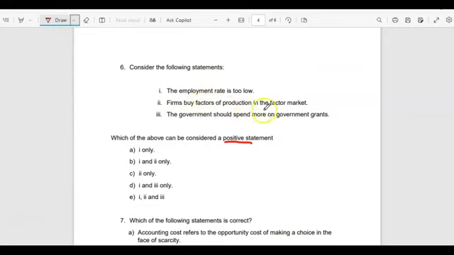Firms buy factors of production in the factor market. We can do that, okay? We can go to all these businesses and look at their books. We can see, like, do they do this? The government should spend. Keyword should. That's opinion. As soon as you see the word should, may, think, opinion. Now, should spend more money on government grants. I mean, that's an opinion to you, right? That's normative, so it's not that. So it's 1 and 2. So the answer is B, okay?